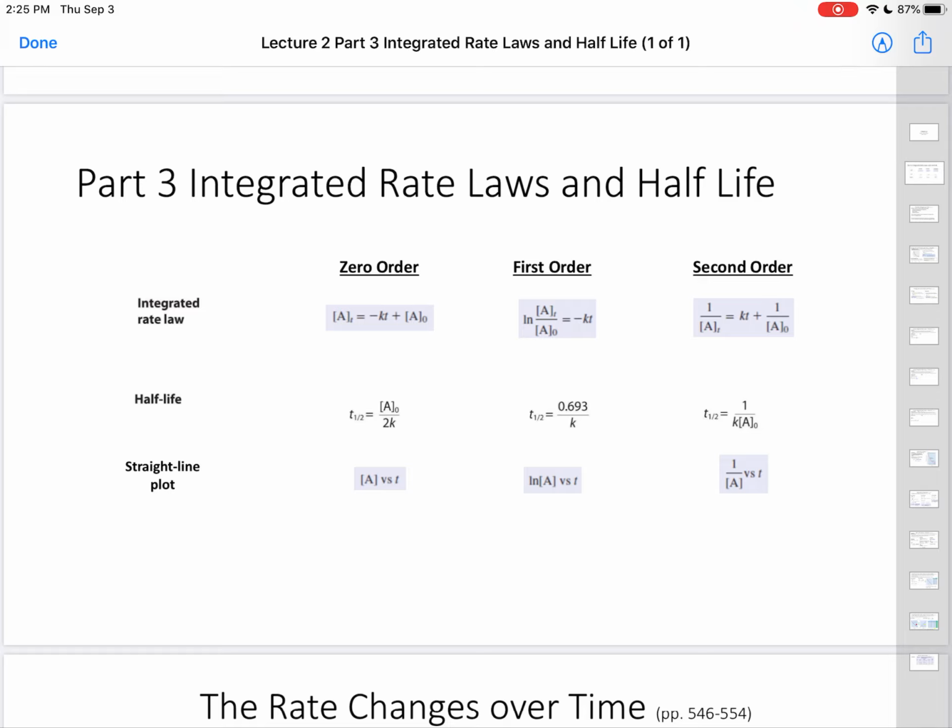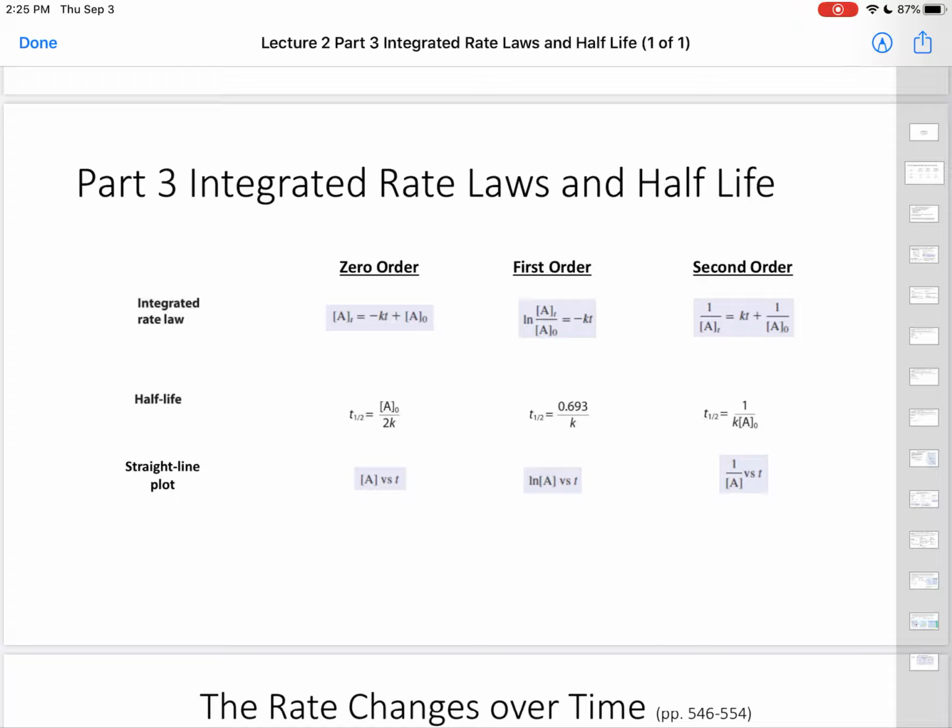And then from the integrated rate laws, they can actually be plotted in a straight line formula or a straight line plot. And we're going to talk about looking at these graphs at the very end of this video.